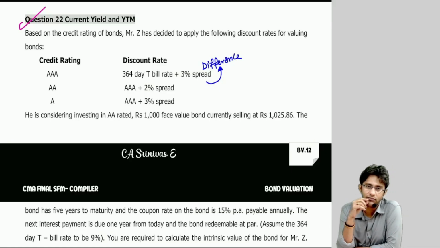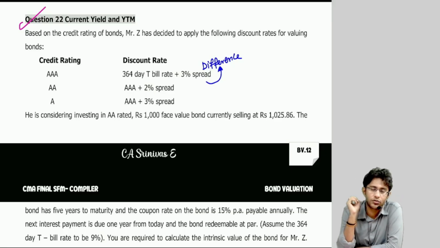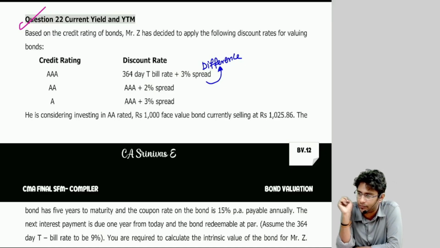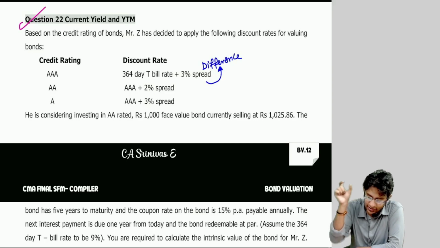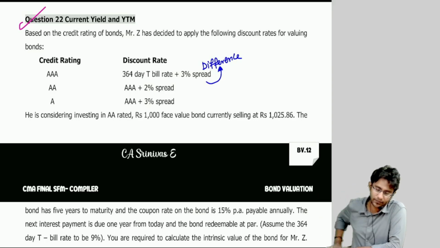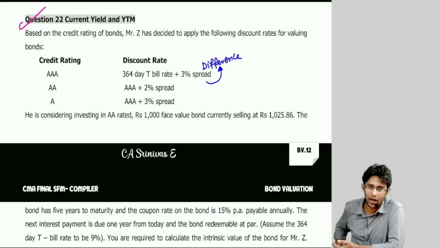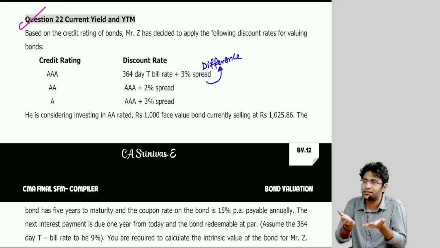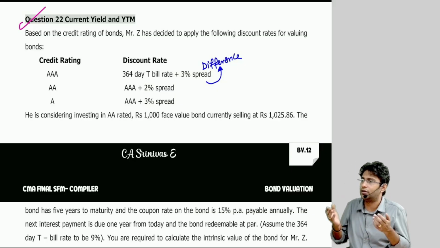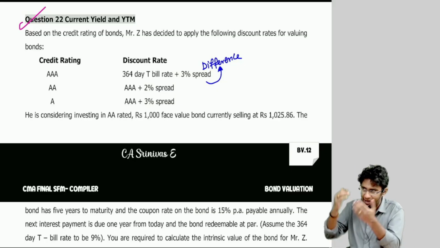What is a T-bill? Treasury bill. Who issues treasury bills? RBI issues treasury bills on behalf of the Government of India. That is considered to be the most risk-free investment. So our risk-free rate plus 3% extra I want. Next, if it is a AA bond, then the AAA bond's required return plus 2% extra I want. If it is a single A bond, then the AA bond's required return plus extra 3% I want. As the rating comes down, risk is increasing. If risk is increasing, the required return of the investor also increases. A scale he is giving us.